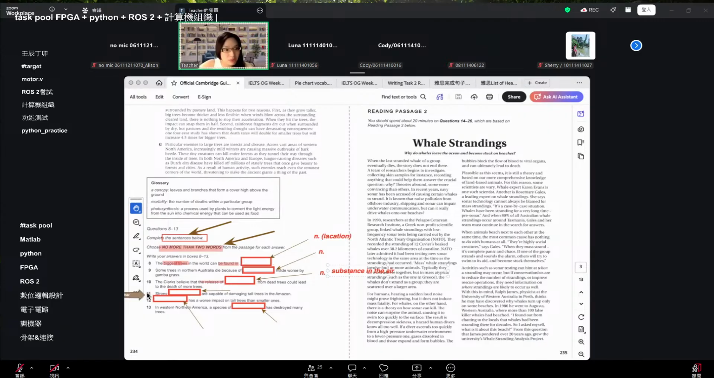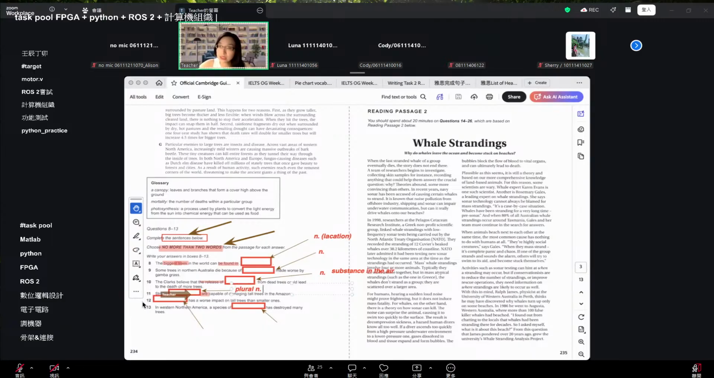Now, question 11 was referring to strong as an adjective. Strong something, so it would be very easy for us to identify because they say are capable of damaging tall trees in the Amazon. So we are assuming that's going to be plural.